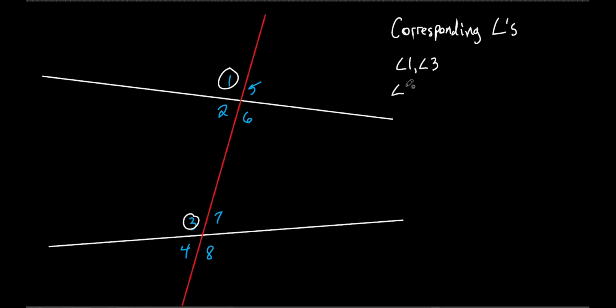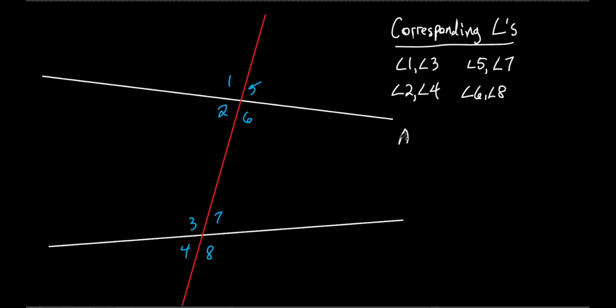Let's go angle 2. Angle 2 and angle 4, what? Angle 5 and angle 7, yep. And then angle 6 and angle 8, good. So they are all the sets of corresponding angles. That's easy, isn't it? Yeah, because correspond, it's a word that we kind of understand. Just means they match up with each other.